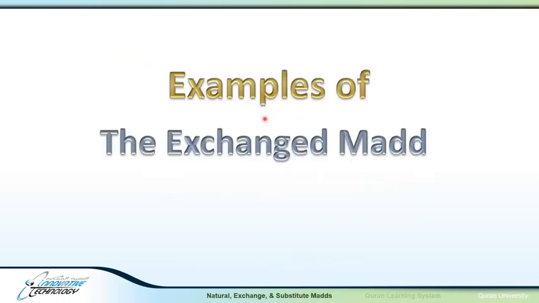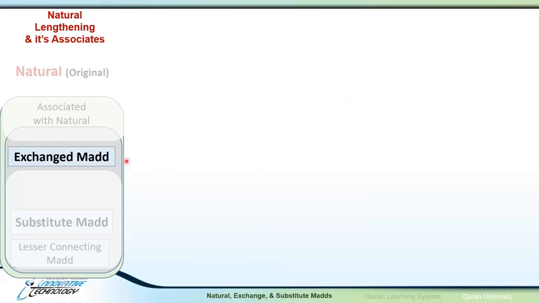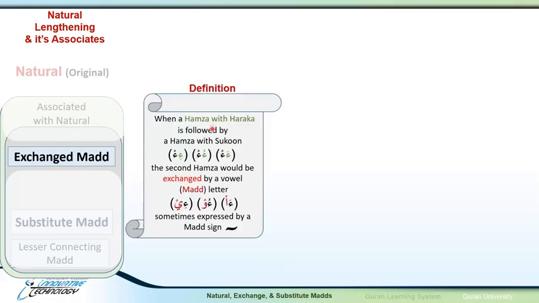Now we're going to take some examples of the exchanged mad. And let's refresh our memory quickly with the definition of the exchanged mad. We said that the exchanged mad happens when the hamza with a haraka is followed by a hamza with sukun. A hamza with a fatha is followed by a hamza with sukun. A hamza with a dhamma followed by a hamza with sukun. A hamza with a kasra followed again by a hamza with sukun. In this case, the second hamza, the one with sukun, would be exchanged by a vowel, a mad letter, matching the haraka of the first hamza.